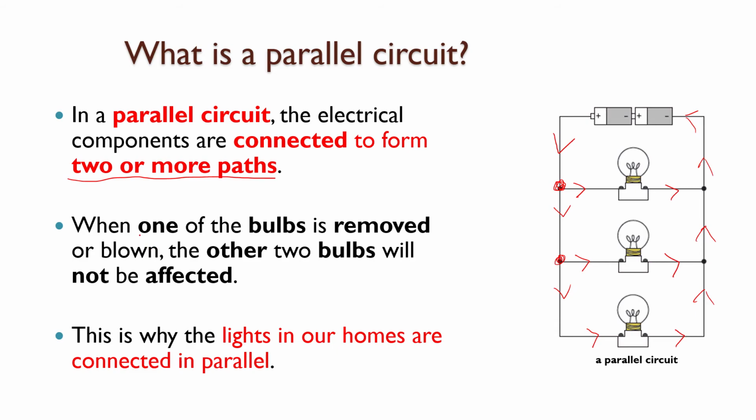And all of you have seen the demonstration. If one of the light bulbs is removed, the other two are not affected. They will still light up because there's more than one path for the electrical charge to move across. So let's say this light bulb is out of commission or is spoiled. There's still other pathway for the electron to flow through. And this is why lights in our home are connected in parallel. So please copy this down.